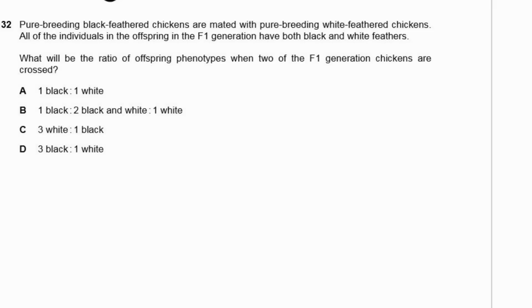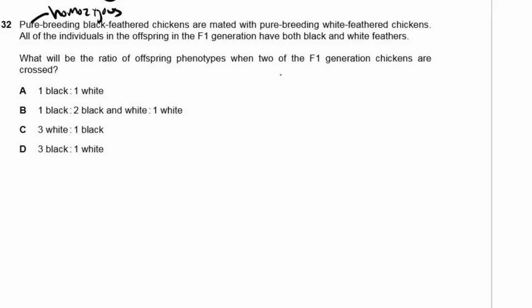Question 32. Pure-breeding black-feathered chickens are mated with pure-breeding white-feathered chickens. All of the individuals in the offspring in the F1 generation have both black and white feathers. So when it says pure-breeding, what they mean are homozygous. Okay, and said all of the individuals in the offspring in the F1 generation have both black and white feathers. That means that the black and white-feathered chickens, they're co-dominant alleles. They're both dominant. So they are both expressed if they have an allele from each.